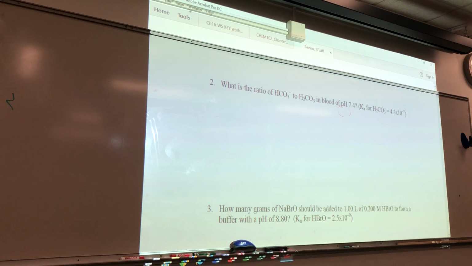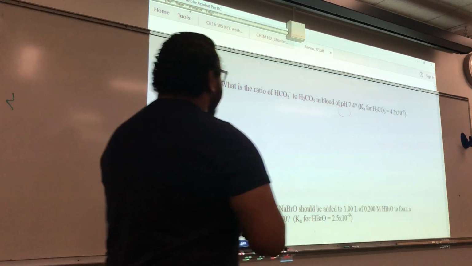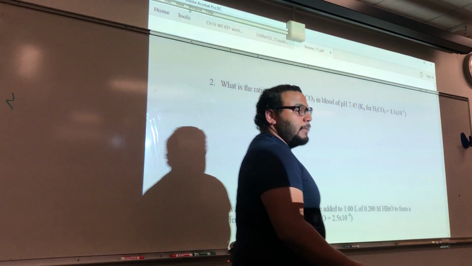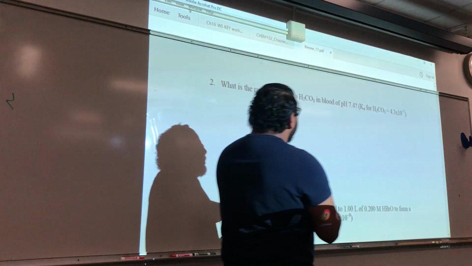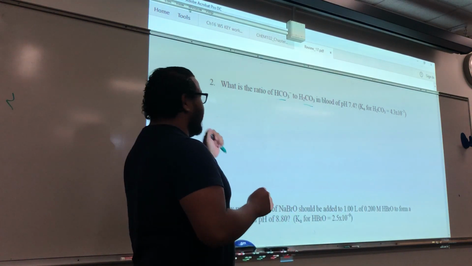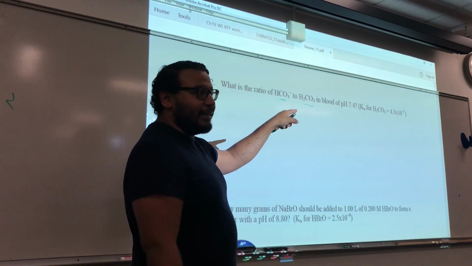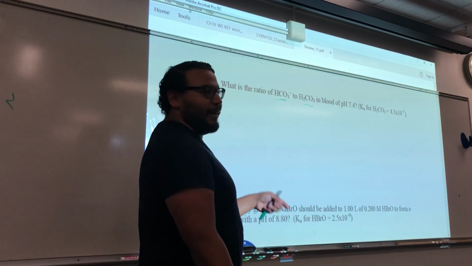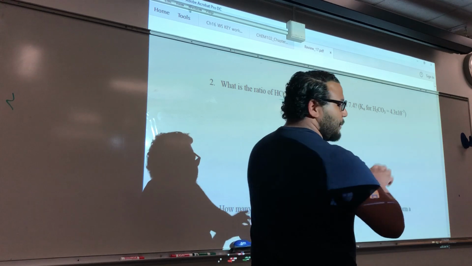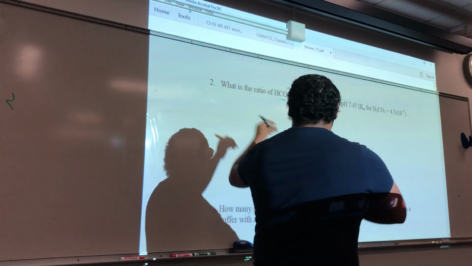I like this one. What's the ratio of bicarbonate and carbonic acid in blood of pH 7.4? So we should notice right off the bat that this is a buffer system because it's a weak acid, which is carbonic acid, and its conjugate, which would be bicarbonate. So that means we can use the Henderson-Hasselbalch, and they tell us what the pH of it is. So let's write it out.